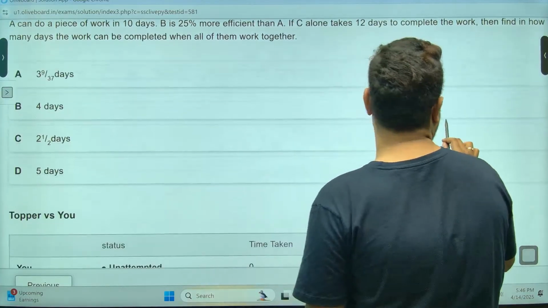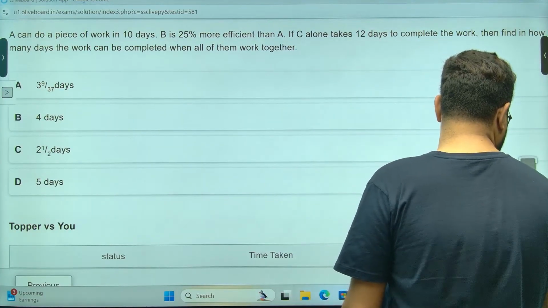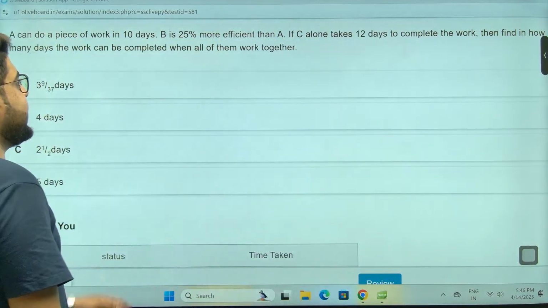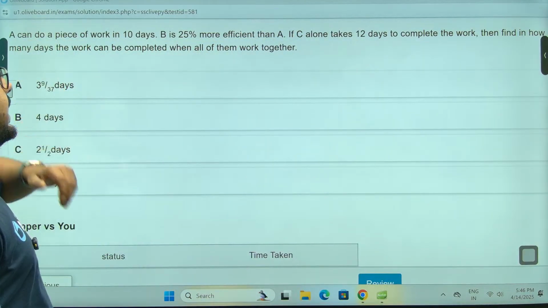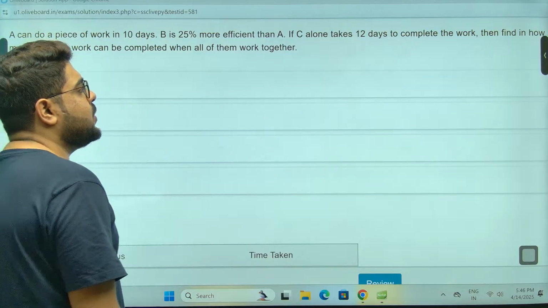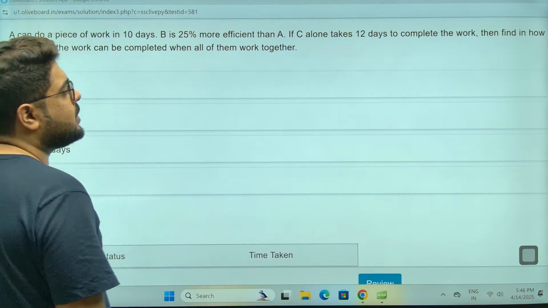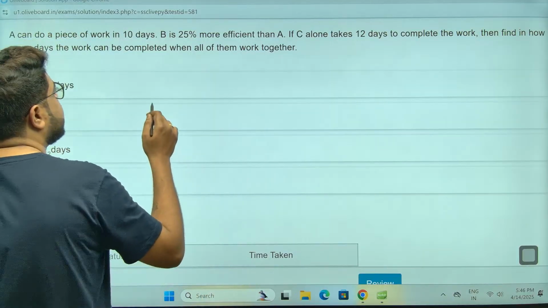A can do a piece of work in 10 days. B is 25% more efficient than A. If C alone takes 12 days to complete, then find how many days the work can be completed with all three of them working together.